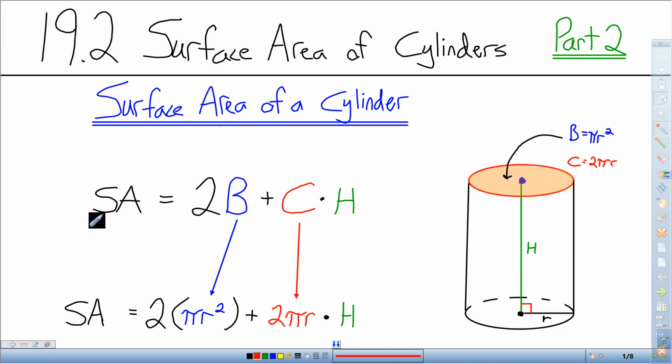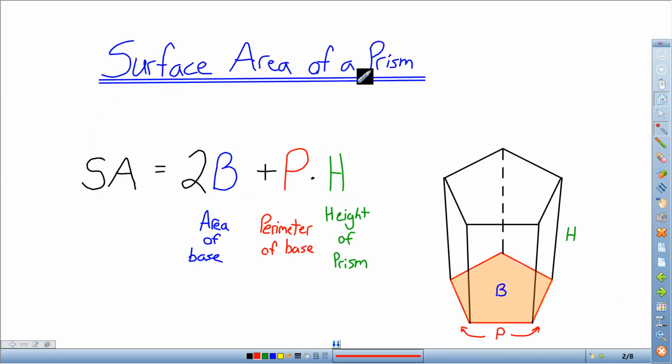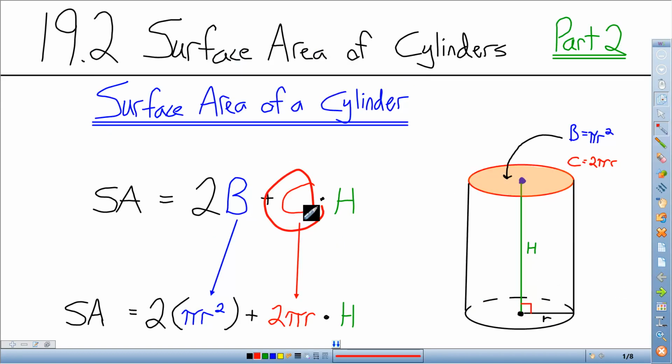Okay, so first thing to recognize, surface area of a cylinder equals 2 times capital B, area of the base, plus circumference of the circular base times capital H, the height of the entire cylinder. Okay, the first thing I want you to realize is this is really the same formula that we had in the last lesson when we were finding the surface area of a prism. Here's the only difference. Instead of P for perimeter of the base, which is the distance all the way around the base, we're using C because they don't call the perimeter of a circle the perimeter. They call it its circumference. Okay, so that's really the only difference.